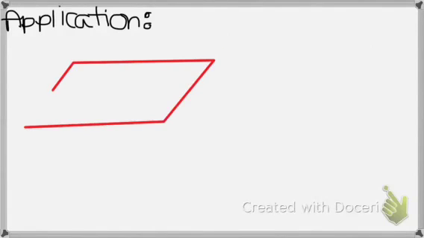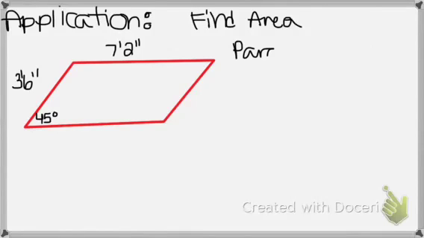So let's try an application problem. Before we did a trapezoid, this time we're going to do a parallelogram. In our parallelogram, I'm going to tell you that the diagonal is 3 feet 6 inches, and the top here is 7 feet 2 inches. And this corner is 45 degrees. That's all we're given. So the first thing I should do is figure out what we're trying to find. We're trying to find the area of the parallelogram.